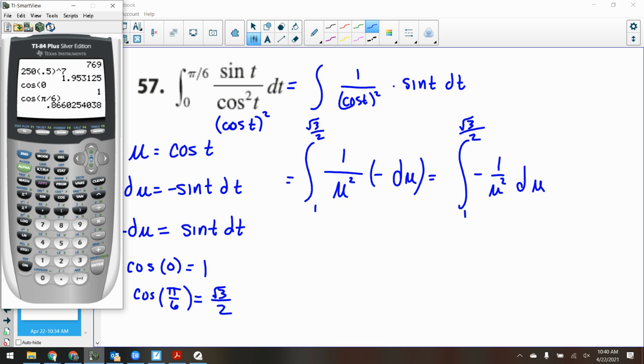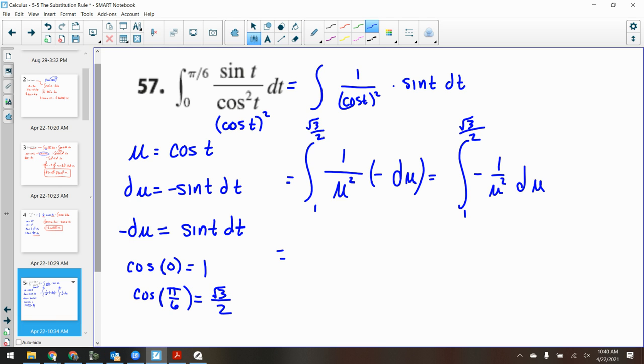Okay? So what I can really do is say this. Radical 3 over 2 to 1 of the positive 1 over u squared du. Flipping the endpoints of a definite integral creates the negative version of that integral. Now, did I need to do that? No. I could have just performed the integral on negative 1 over u squared and been fine.